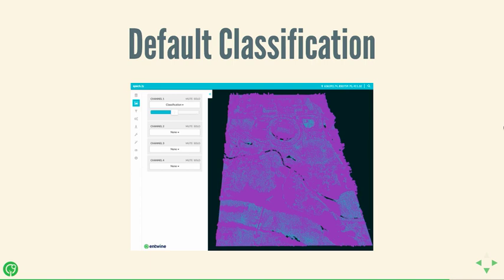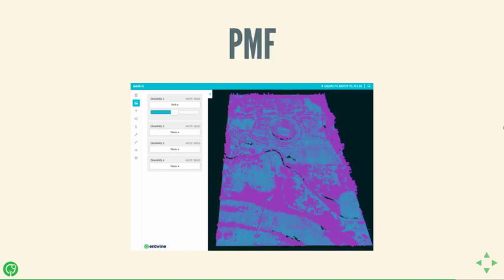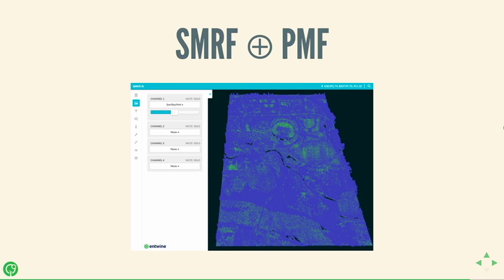So this is the defaults, which is, I think, from like TerraSolid like 15 years ago. Not very good. PMF cleans it up quite a bit, and Smurf even more. And when you look at the delta again, you see they tend to disagree on the flat areas. So they agree trees are trees, but they don't necessarily agree that ground is ground.